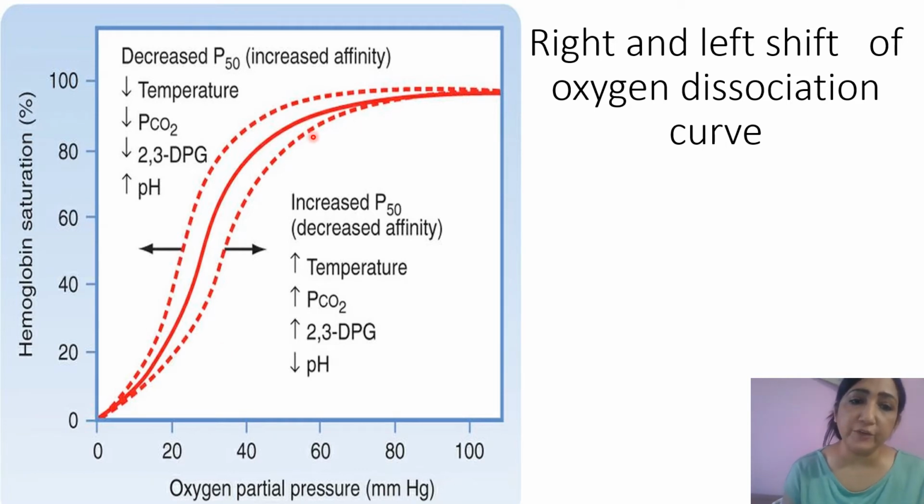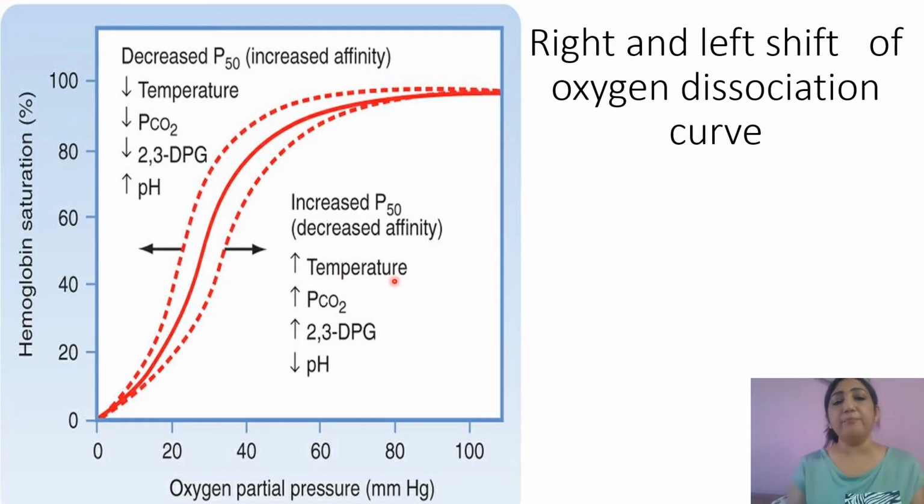But when it is shifted to the right side, that means it is dissociating more oxygen to the tissue. Increase of the P50, we'll discuss later. An increase in the P50 means decreased affinity. A right shift occurs with increase in temperature, increase in carbon dioxide, increase in 2,3-DPG, and decrease in pH. We will discuss these individually later. The opposite happens, it shifts towards the left, when there is a decrease in temperature, decrease in carbon dioxide, decrease in 2,3-DPG, and increase in pH.